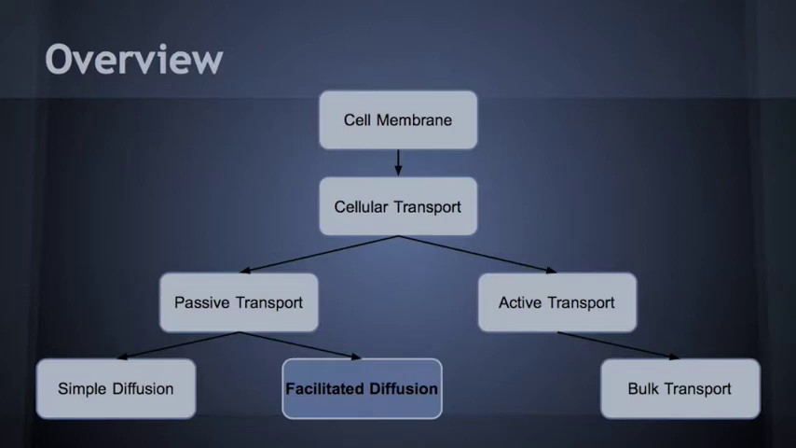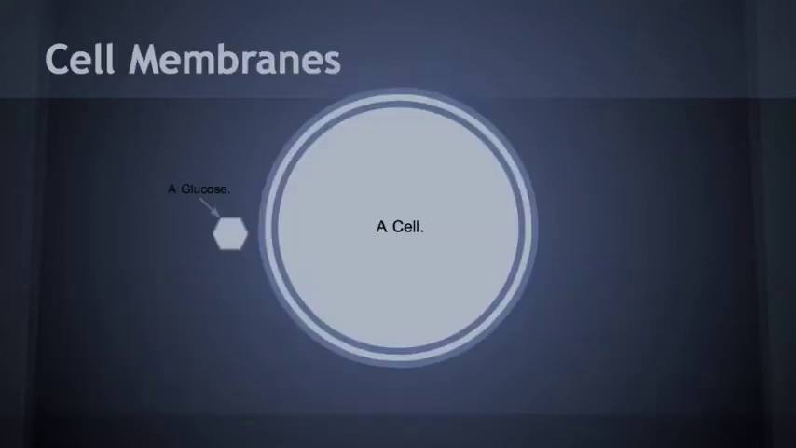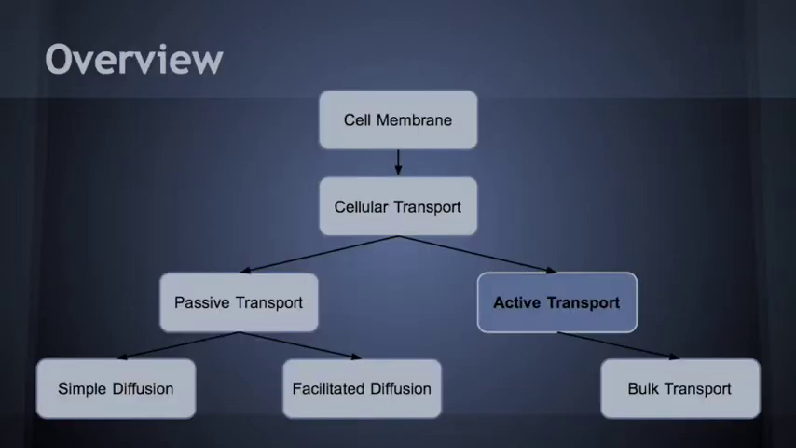However, this is not the case with all molecules, which is where facilitated diffusion comes into play. Say a large molecule wants to enter a cell, such as glucose. In order to do this, it must pass through a protein channel, which is a gate made of protein on the surface of cell membranes. Note that this is still passive transport, as it still follows its concentration gradient.